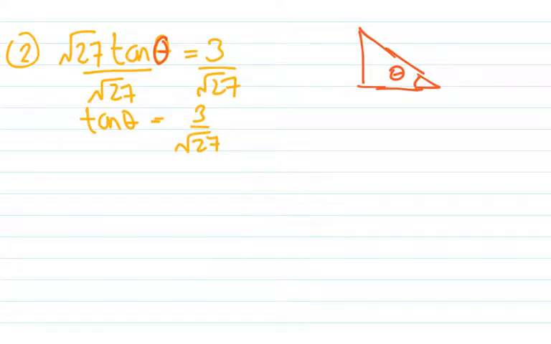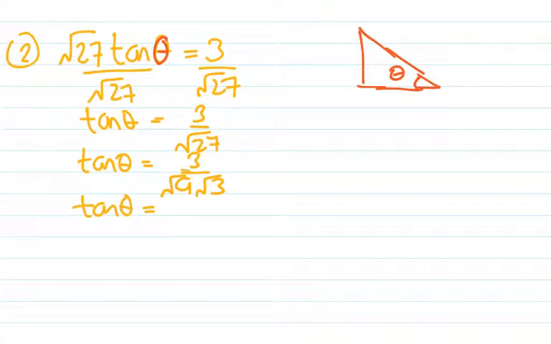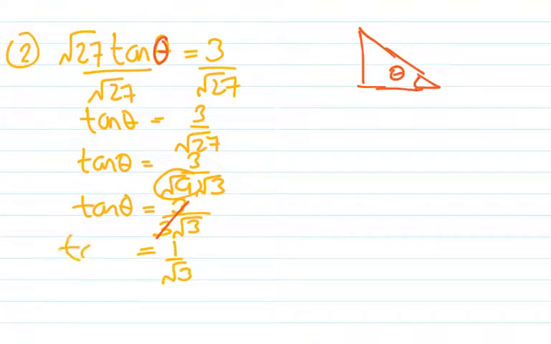Now how can I simplify this root 27? Remember when we just learned about radicals and we learned about breaking them up into perfect squares so that we could simplify them? That's what we're going to do here. So tan theta equals 3 over root 27, which is the same as root 9 times root 3. So I can simplify that again. Root 9 is the same as 3. And now I can cancel out those 3's, and I'm left with 1 over root 3. So tan theta equals 1 over root 3.